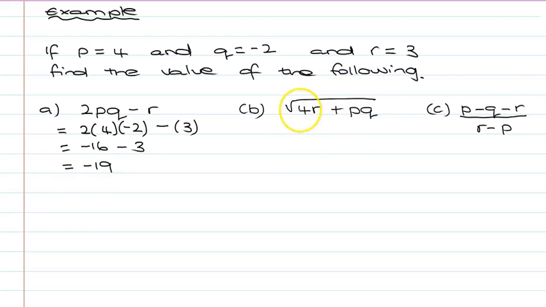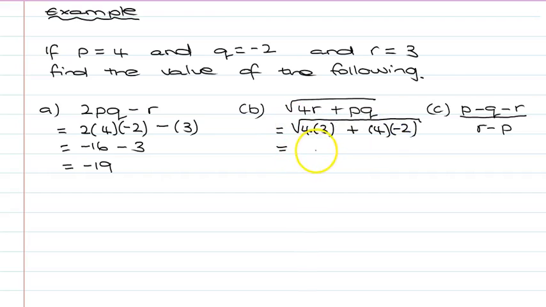Alright, let's look at this one now. So look at the expression. The whole expression underneath the square root sign means that the whole expression needs to be square rooted. Don't forget 4r means multiplied together, so 4 times r, and then we're adding p times q to that. So obviously I'll put the square root sign in a minute, so I'm going to do 4 times r, so that's 4 times 3, plus p, which is 4, multiplied by q, which is -2. And I'm going to square root all of that.